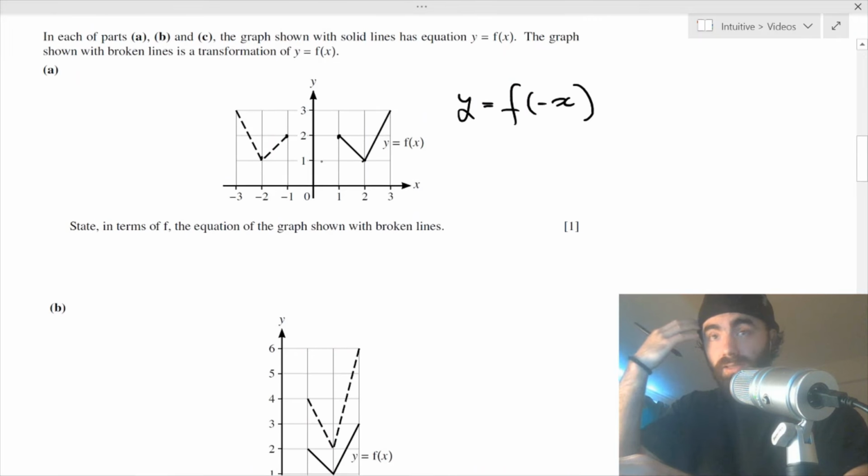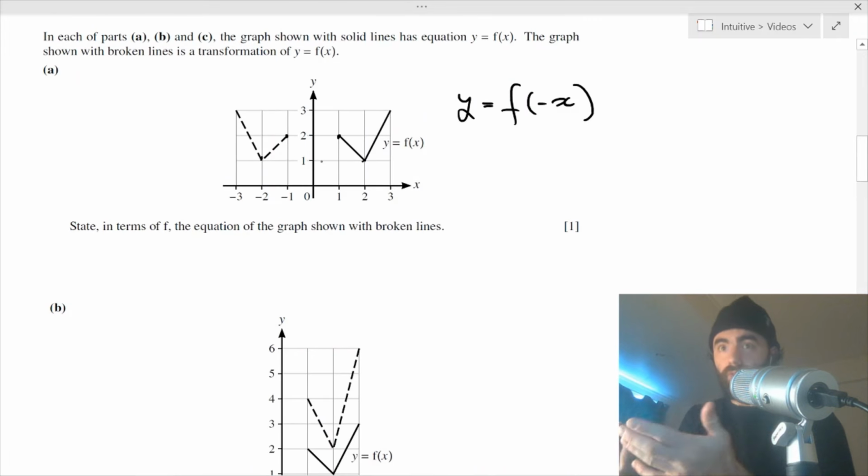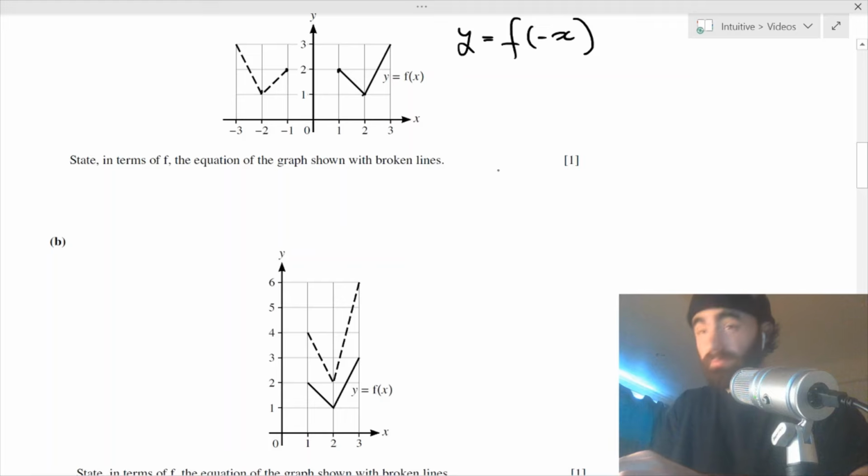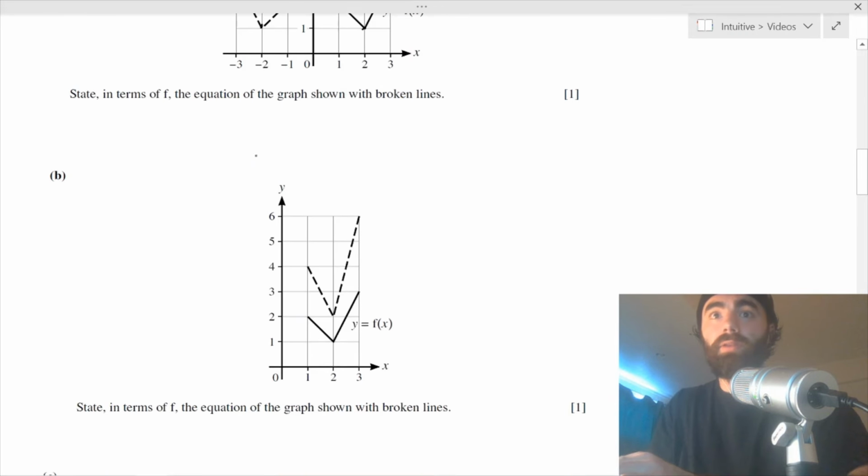I feel like this stuff is pretty intuitive. I mean, it makes sense to me. You sort of just have to think about it. Don't worry about remembering these things, just think about it.